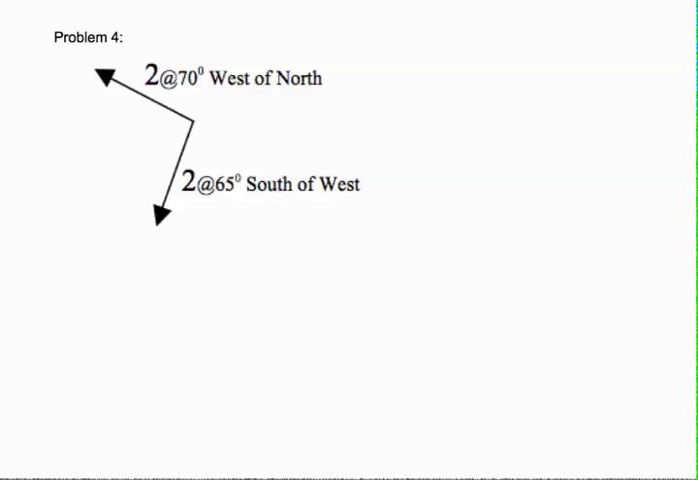The difference with this example is that the directions are given in cardinal directions. So it'll be a little bit different. Let's start by breaking out the first one into x and y. And then we have 2. We're going to draw x, which is our adjacent, and y, which is our opposite. But we need to know theta.